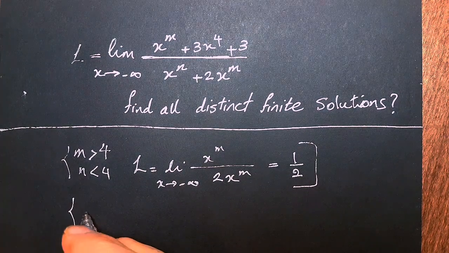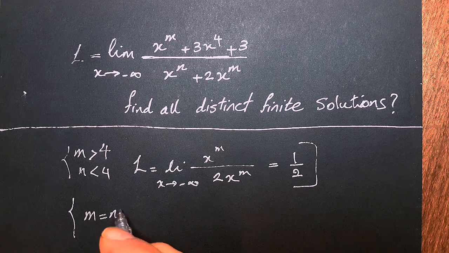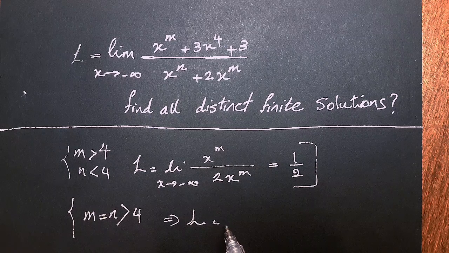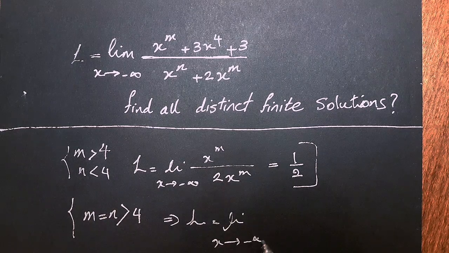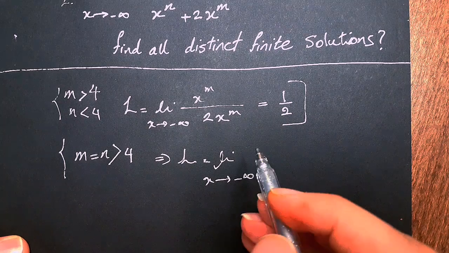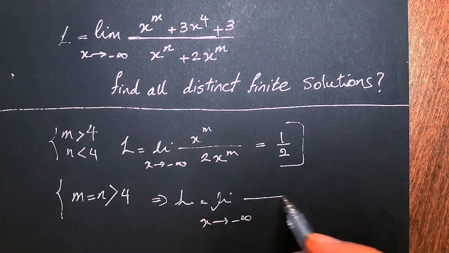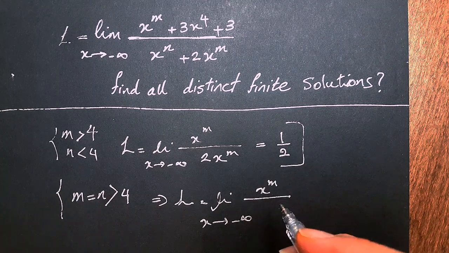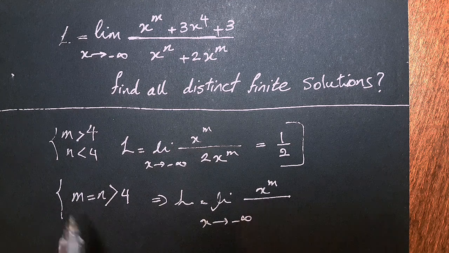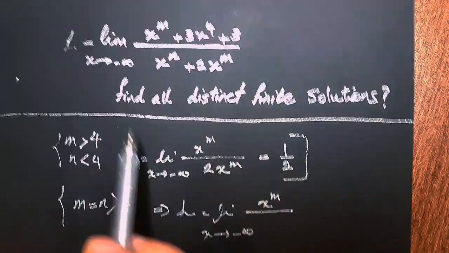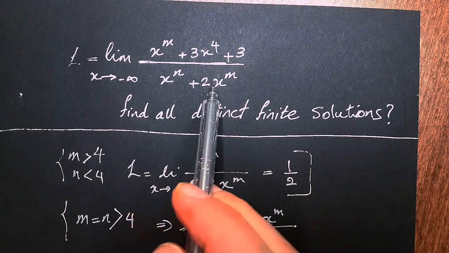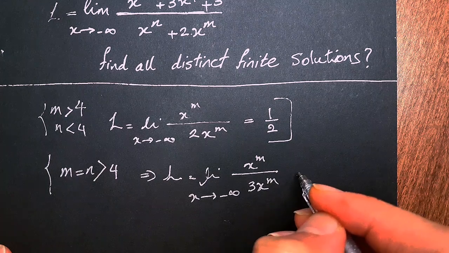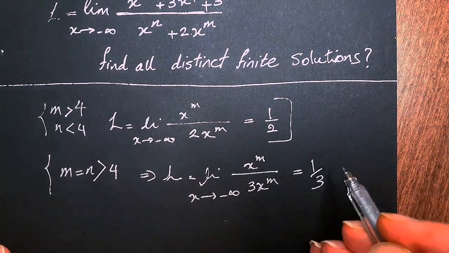Then let's consider where m is equal to n and both are more than 4. Then, the limit of x when it goes to minus infinity, on the top we will have x to the power of m. Since m and n are both more than 4, we will have only x to the power of m. And since they are equal, we will have 3 x to the power of m on the bottom, which is 1/3.